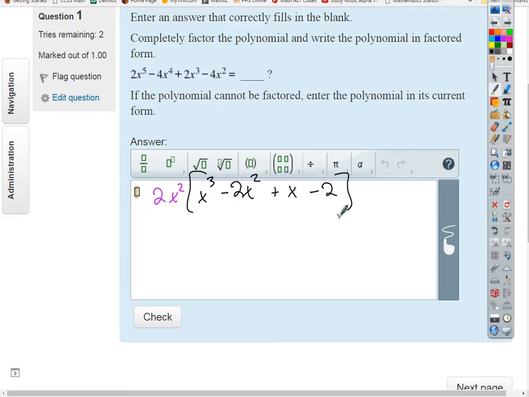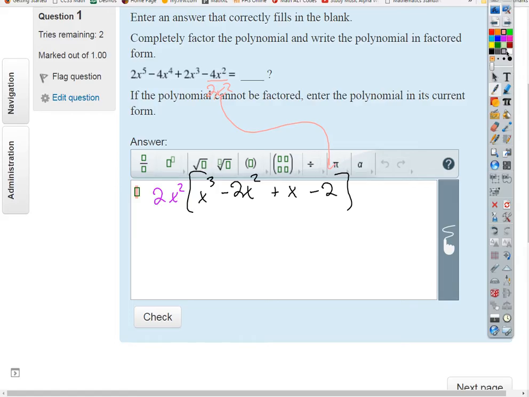How did I get those? I'm just dividing each term by 2x squared to see what's left over, right? For example, just so this is in our notes, I want this to be in our notes. That's what gave me that, right? Okay, so now what?